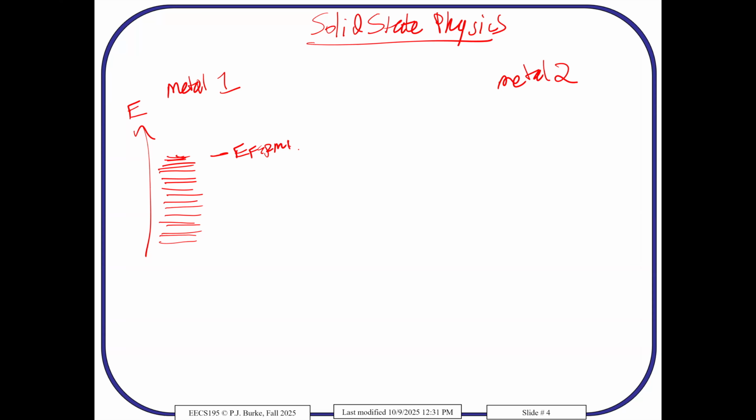So anything above that, there are no electrons, but all the states below that, there are electrons that have that energy. So these states, the electrons have these energies, okay? Now metal 2, it's similar. We can ask, what are the energies of the electrons in metal 2? And the answer is the same.